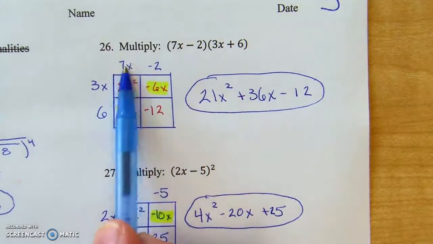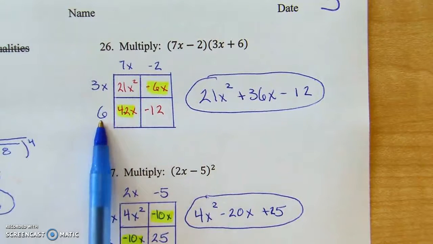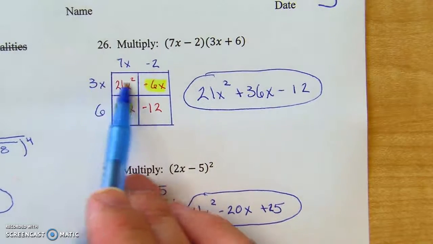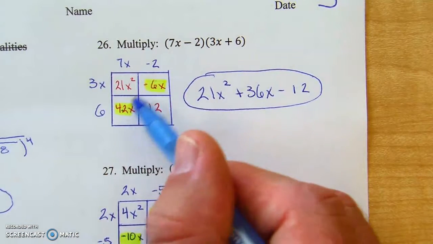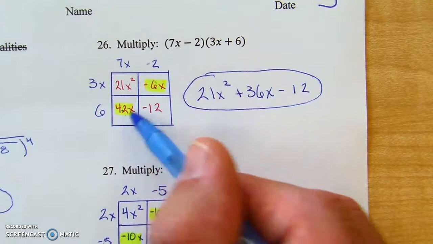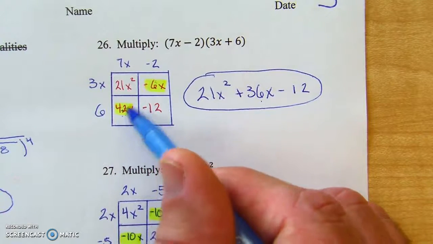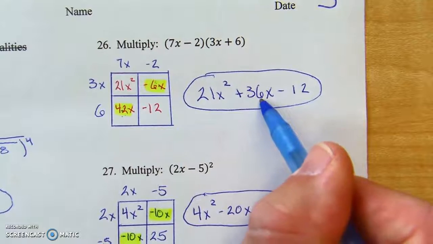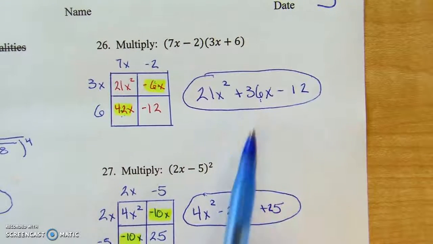So I have to put the 2 binomials on the outside, and it doesn't matter which one you put on the top and the left. But then we're multiplying the rows times the columns. You will be in a situation where 2 of them will be like terms, so when you write your answer, you can combine them. So 42 and negative 6 was 36. Now some people will write all 4 terms and then combine them. That's fine too.